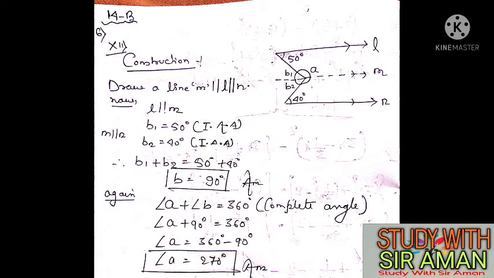Angle B. Check in the figure in the book. Total angle B is 90. And now same to same, angle B plus angle A is equal to 360. Why? Because they make complete angle or angles around a point. So angle A plus 90 equal to 360. Therefore angle A is equal to 270 degree. Okay.